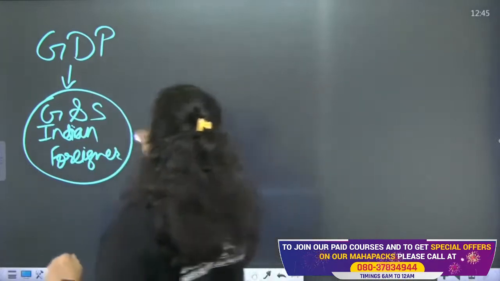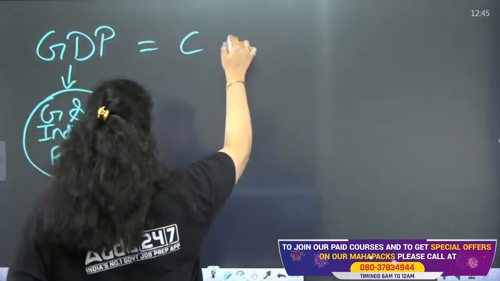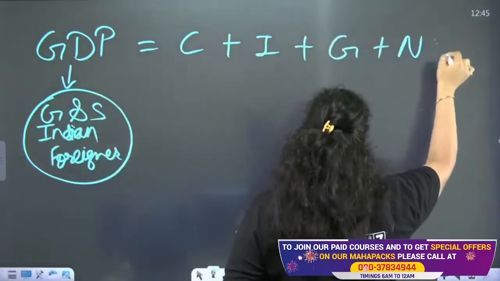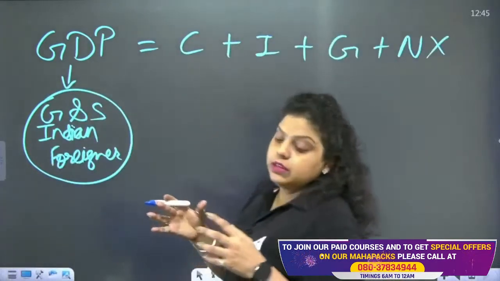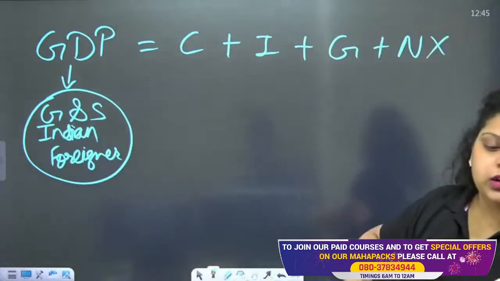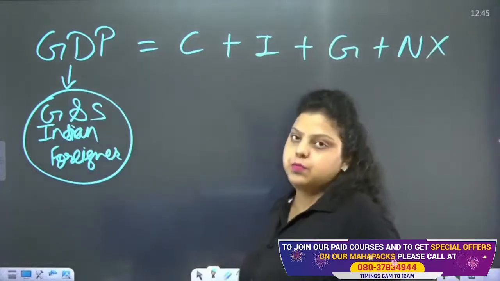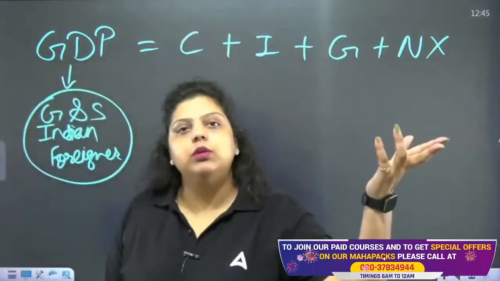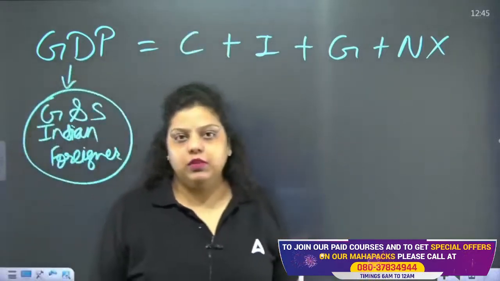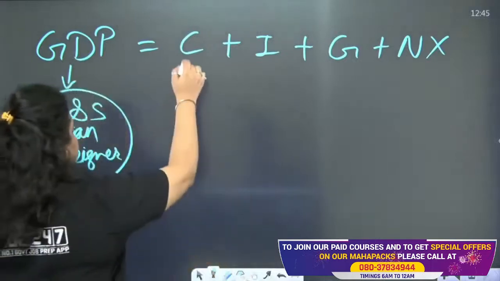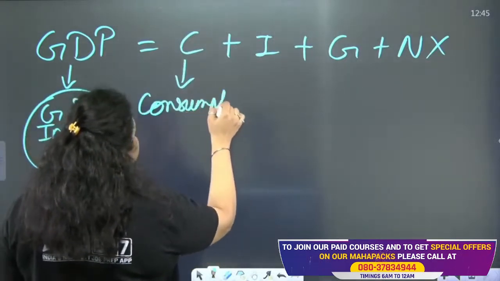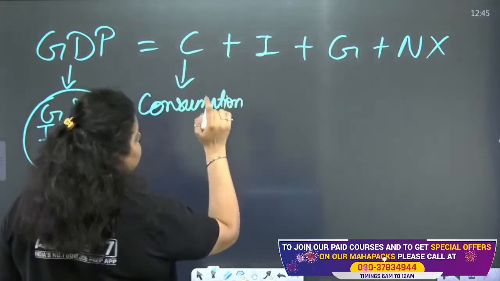And how to calculate GDP? We have a formula: C plus I plus G plus NX. This is the formula to calculate GDP. If you want economic growth, meaning an increase in production, if the production increases, the GDP increases. If the GDP increases, economic growth will increase. It means the macroeconomy will grow. So here the C stands for consumption, consumption by households.